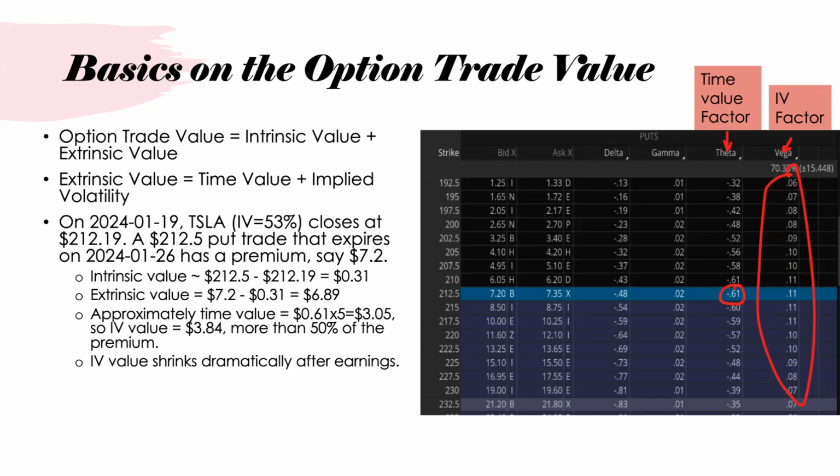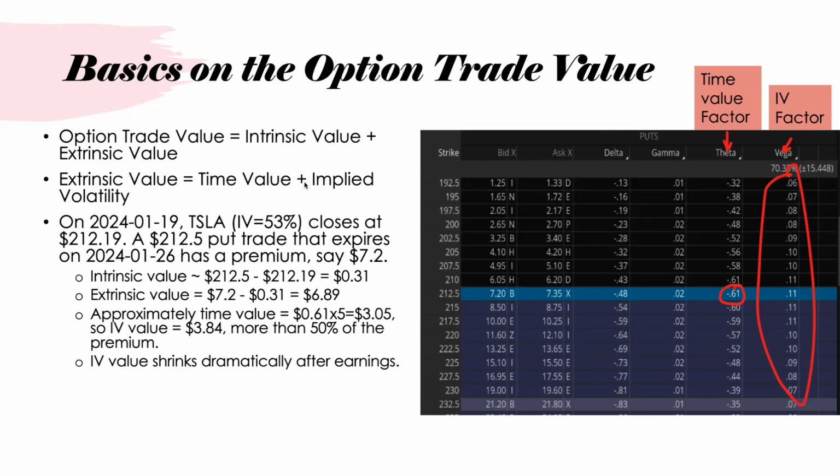Since I mentioned implied volatility, I want to cover a bit of the basics on the value of an option trade. The trade value consists of two parts: intrinsic value and extrinsic value. Intrinsic value is easy to calculate. If the trade is out of the money, the intrinsic value is 0. If the trade is in the money, the intrinsic value is the difference between the stock price and the strike price. Extrinsic value is composed of time value and implied volatility value.